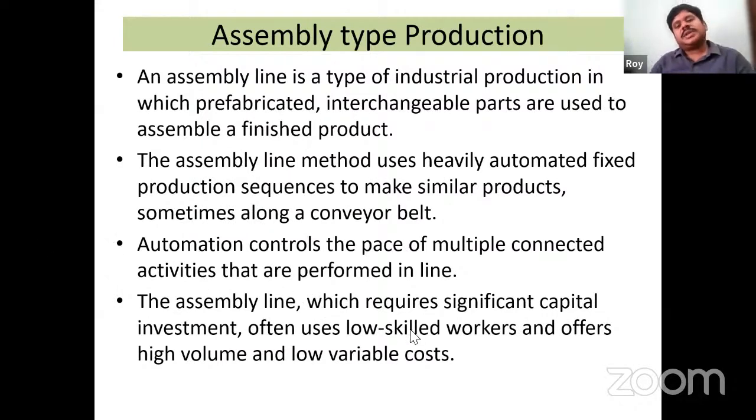Fourth one, the assembly line, which requires significant capital investment, often uses low-skilled workers and offers high volume and low variable cost. This is the thing, right? It requires a significant capital investment. That is why they use low-skilled workers and it offers high volume and low variable cost.